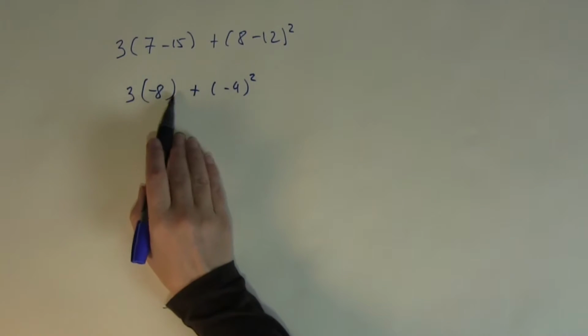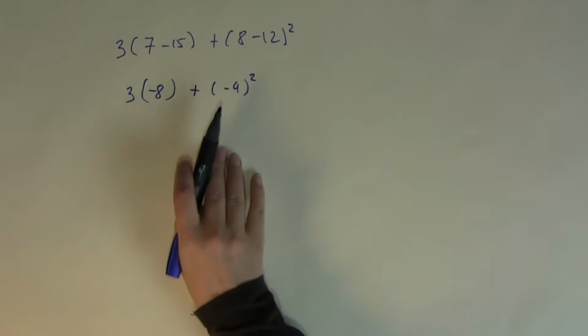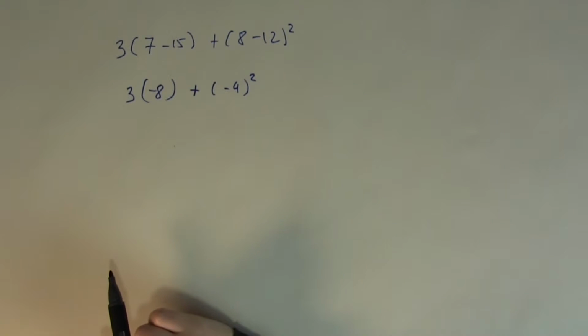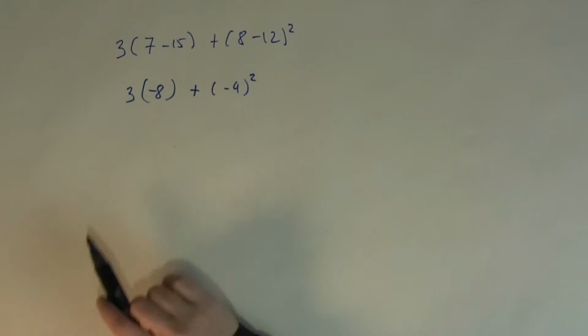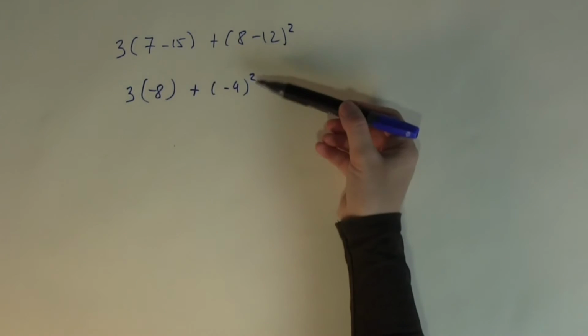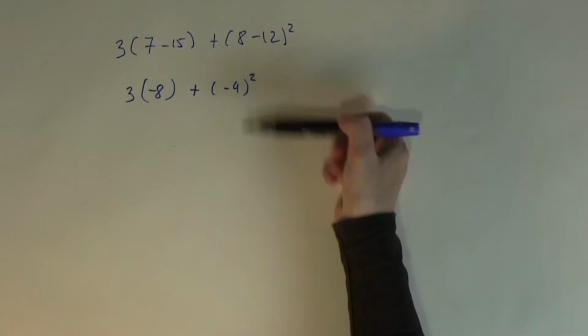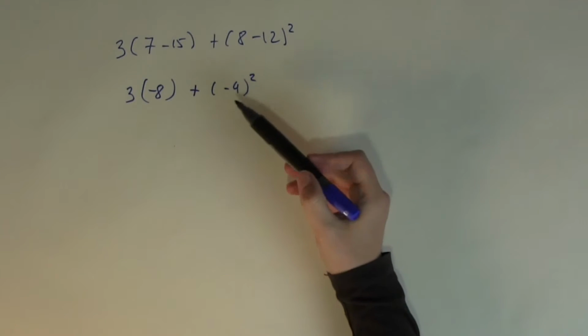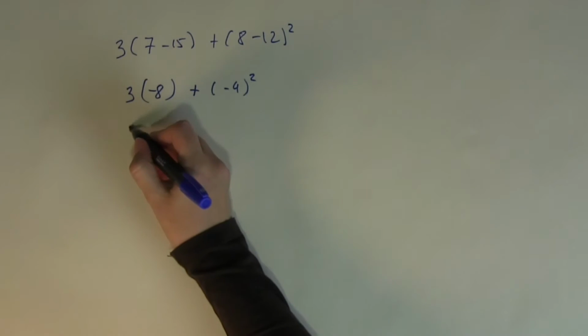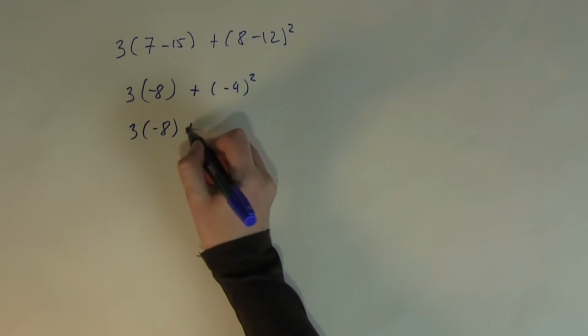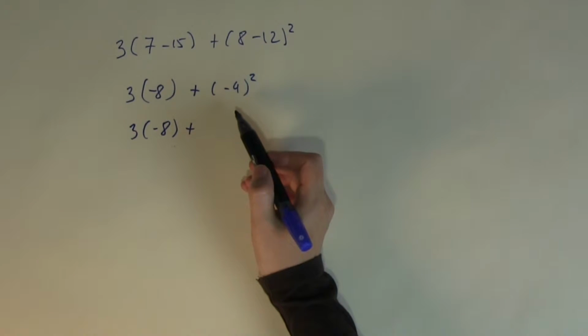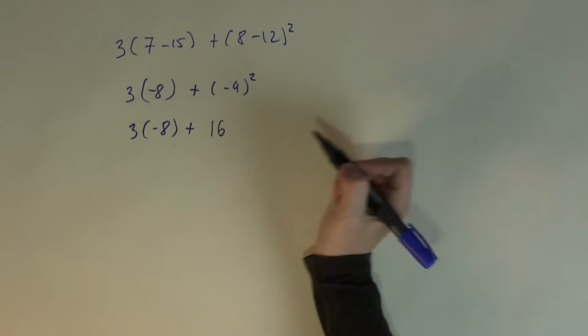Now, although I still have got the brackets in here, there are no more calculations inside those brackets, so I can move on to the next letter in the acronym, which is O. So I'm looking for any other operations, and there it is. I have got a square in here. So what I need to do first is square minus 4. The square of negative 4 is just negative 4 times negative 4, which gives me positive 16.